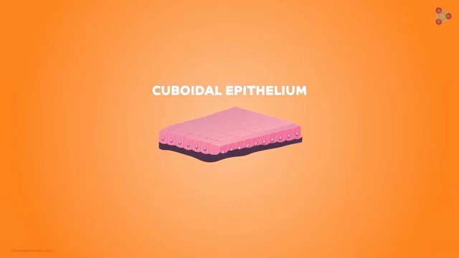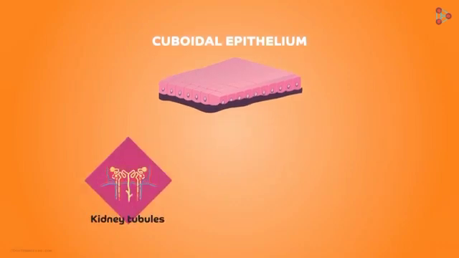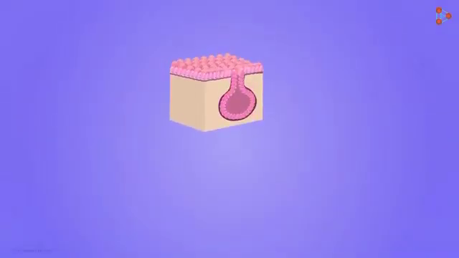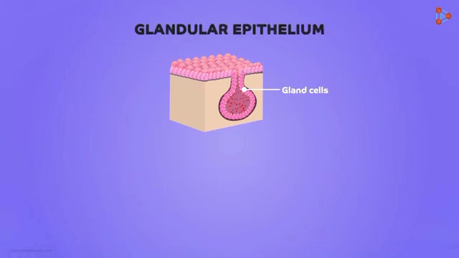These cuboidal cells are found lining the kidney tubules, in the thyroid, and also in the ducts of the salivary glands. Lastly, we also find certain specialized modifications in these cuboidal cells. They attain the capacity to secrete important substances in the body. These are simply formed by inward folds in the cuboidal cells. The cells are called gland cells and the tissue is called glandular epithelium.